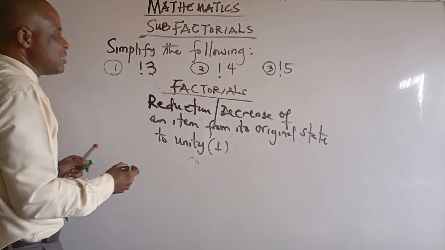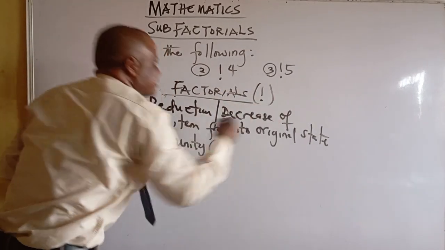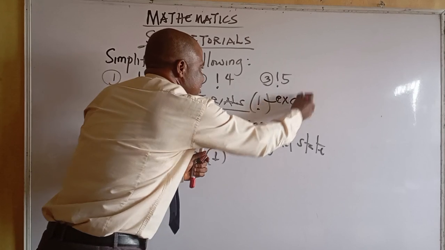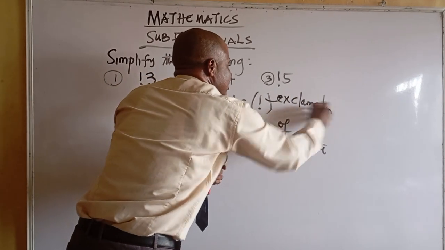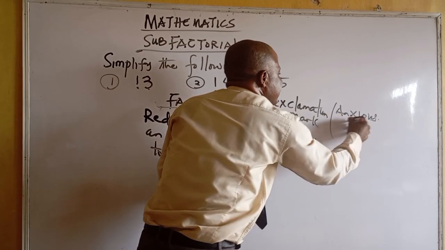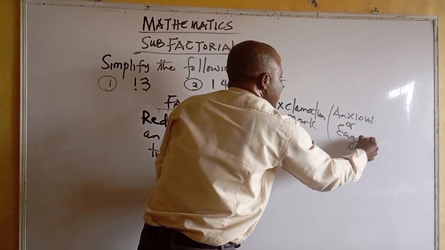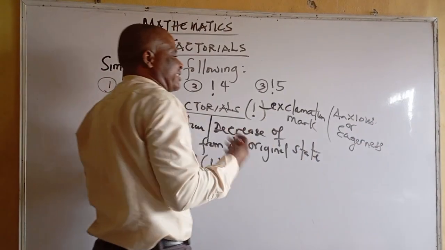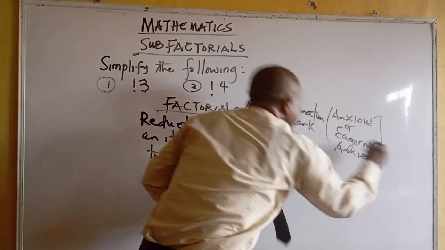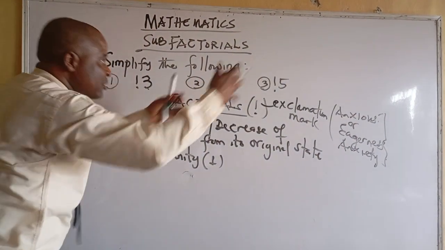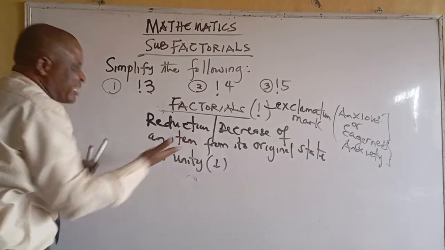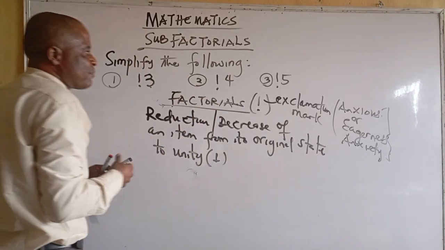1. And factorial is denoted as this. In English language, we call it exclamation mark. In English language, the exclamation mark is meant for an anxious moment, eagerness or anxiety. That is where the exclamation mark came in. Now in mathematics, this is the definition and this is the symbol of that.